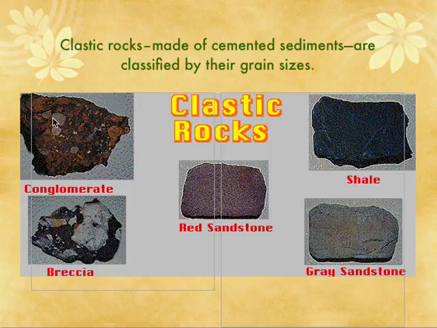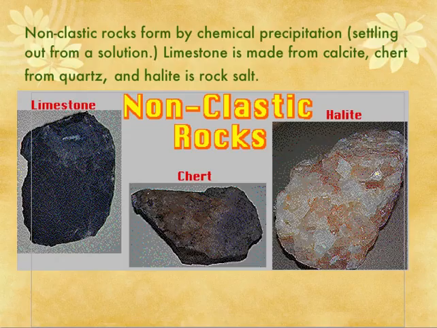Like a conglomerate has pebbles and sand around the pebbles that have been compacted over thousands of years to make this type of rock. And then red sandstone and gray sandstone feel like sandpaper, and so it's very fine-grained sand that make up sandstone that have been compacted, again, for many years.